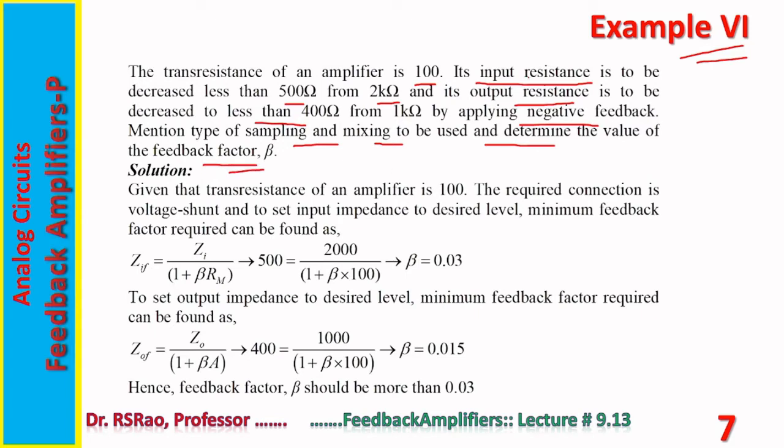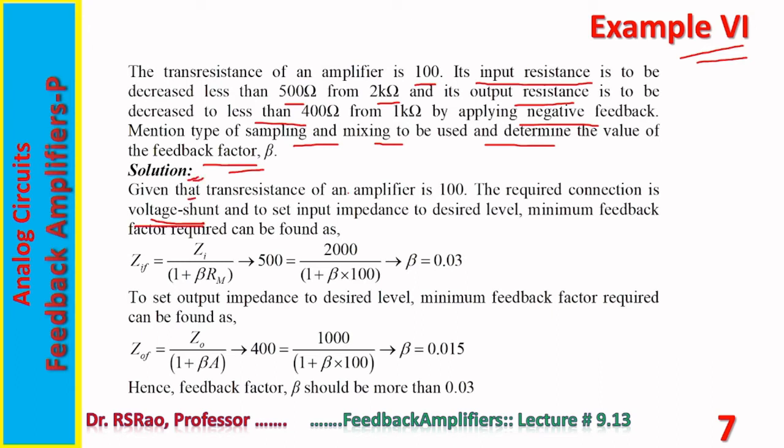Notice input resistance is to be decreased. Therefore, mixing has to be shunt. Output resistance is also to be decreased. So, sampling must be voltage. So, voltage sampling, voltage shunt is the required feedback, voltage shunt. Now, we try to solve the problem.